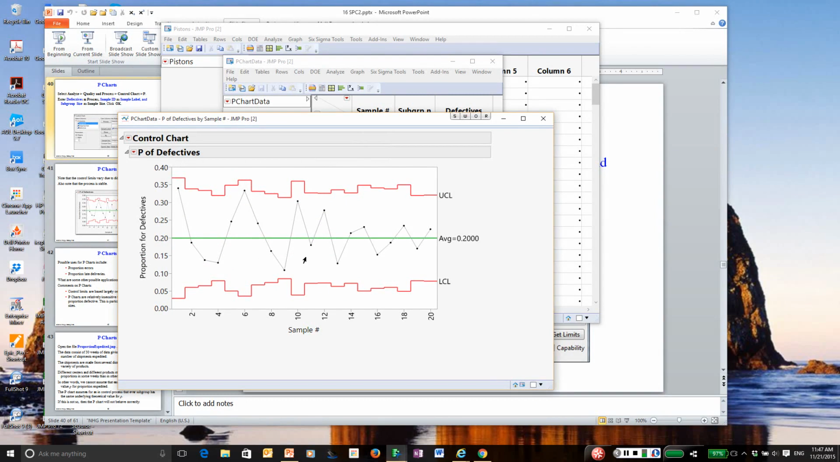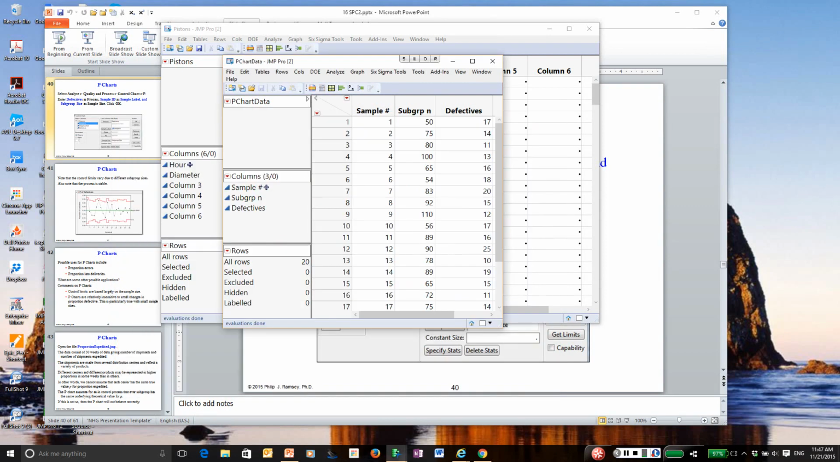And frankly, the process looks to be in control, and it's running at about 20% defective. But they're consistent is what that says. Whether you like 20% is another question, but you're consistent in running at 20%. Okay? So pretty simple to create a P chart.